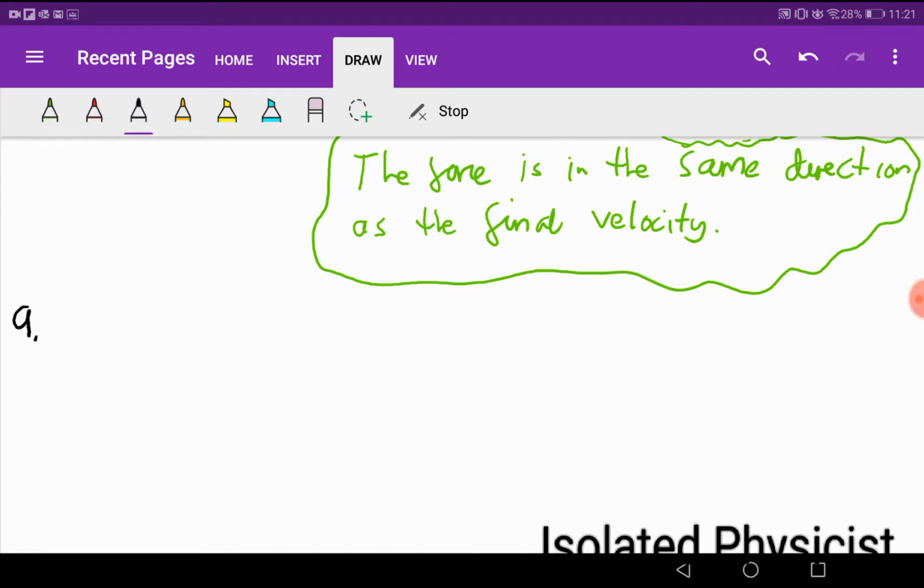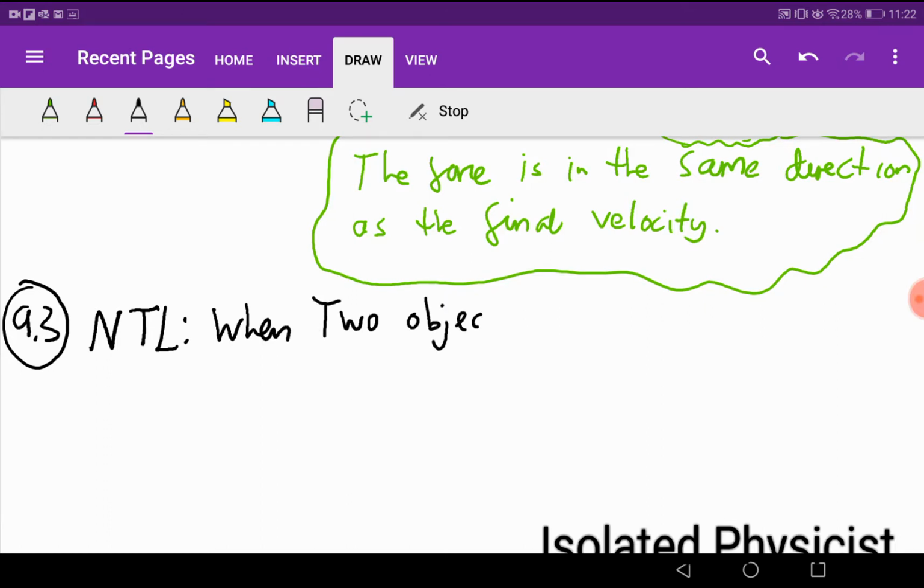So that's 9.3. Now, let's start looking at 9.3 by talking about Newton's third law, which was: when two objects interact, they exert equal and opposite force on each other.